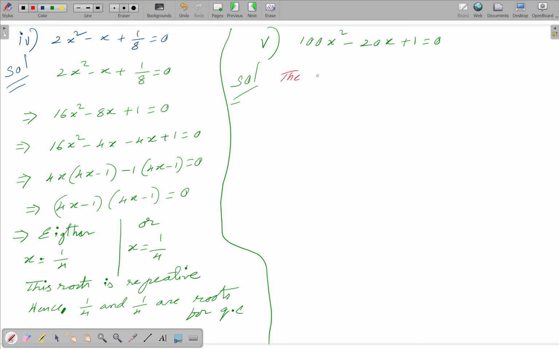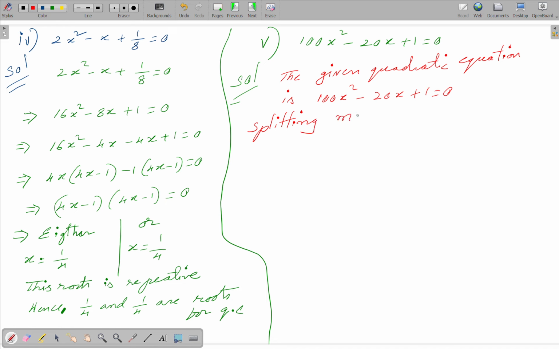Solution. The given quadratic equation is 100x square minus 20x plus 1 is equal to 0. Splitting the middle term, 100x square minus 10x minus 10x plus 1 is equal to 0.